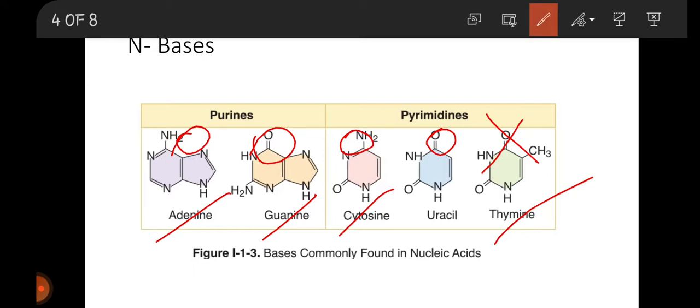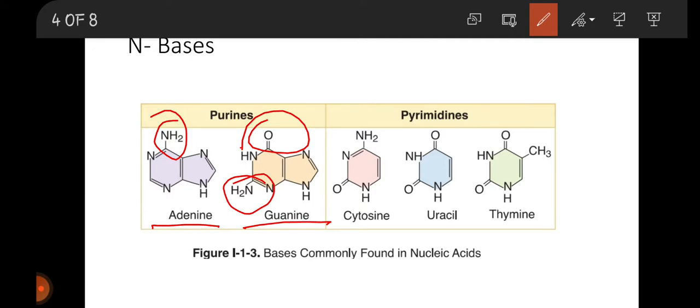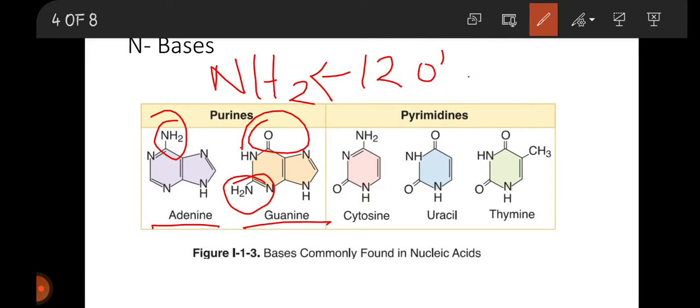You can see an amino group in the 12 o'clock position of adenine, but guanine doesn't have any amino group in the 12 o'clock position. It has an amino group in the 7 o'clock position, but that is not in the 12 o'clock position. And the amino group in the 12 o'clock position is your key to differentiate.